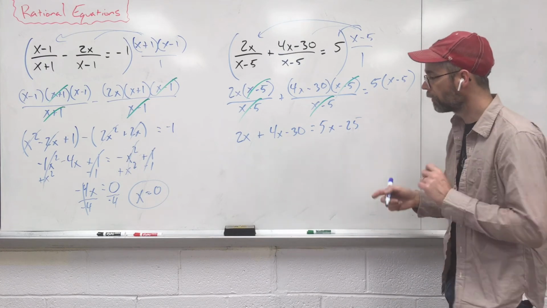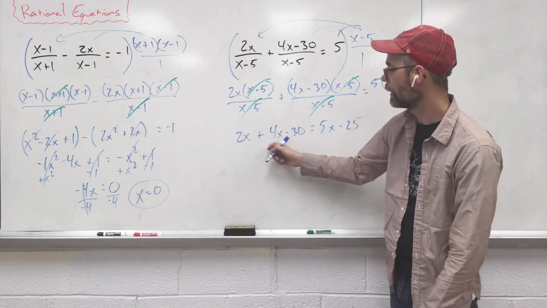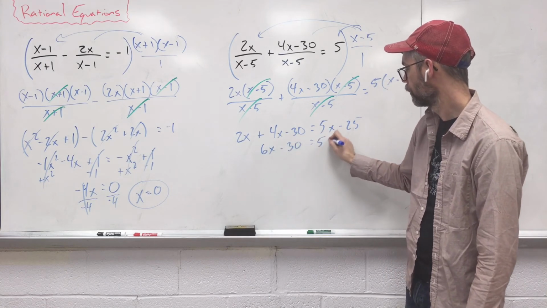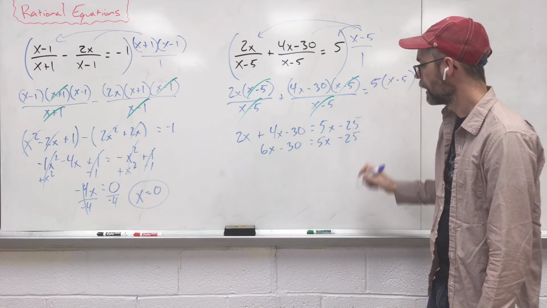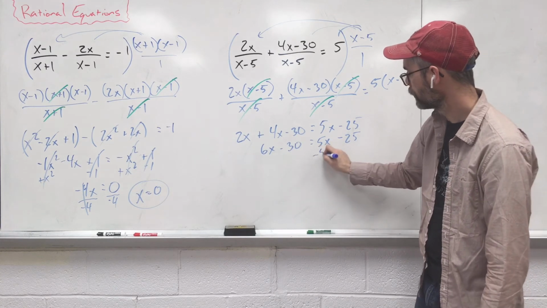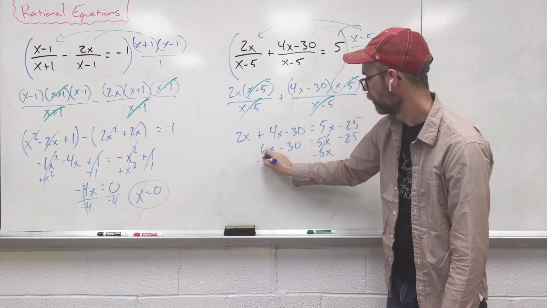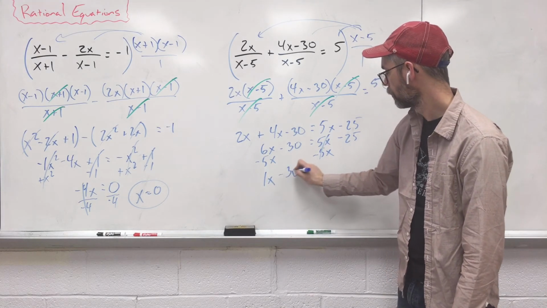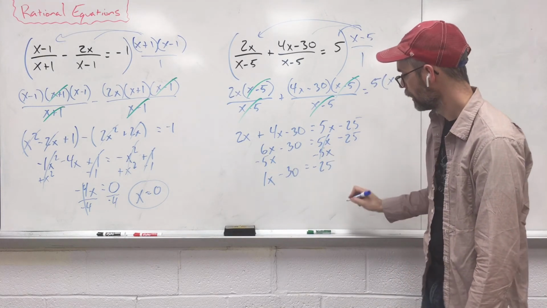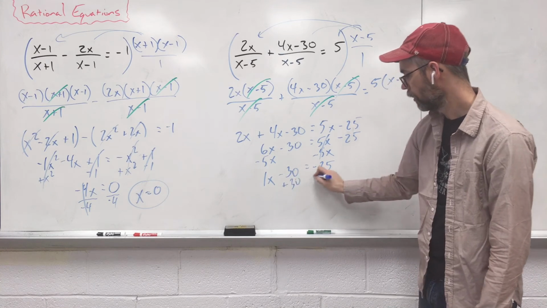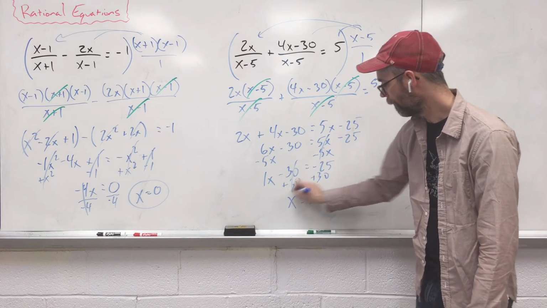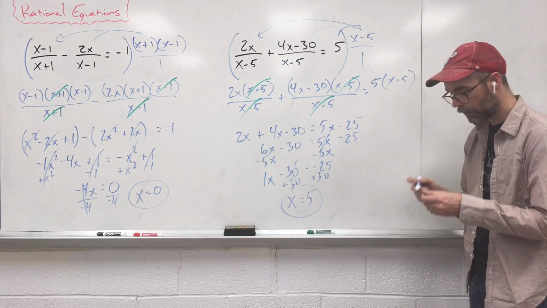Now let's start combining, moving things left and right. We've got 6x minus 30. Let's move 5x, so we'll say minus 5x, that gives us 1x. Add 30, x equals 5. Great, we think we're done.